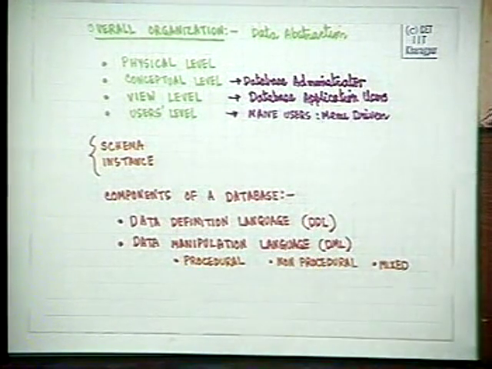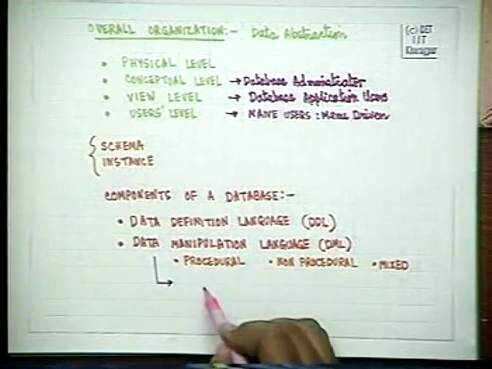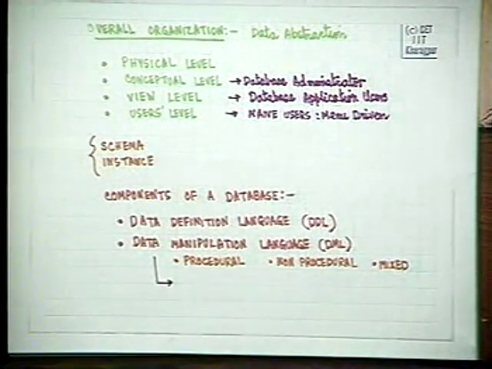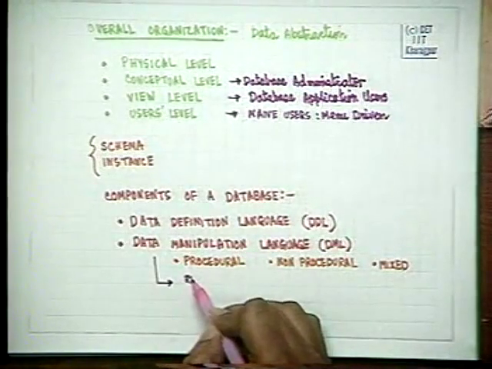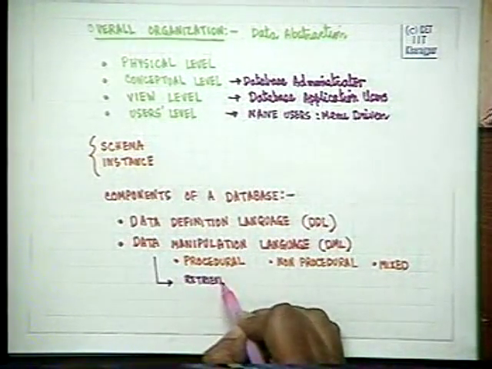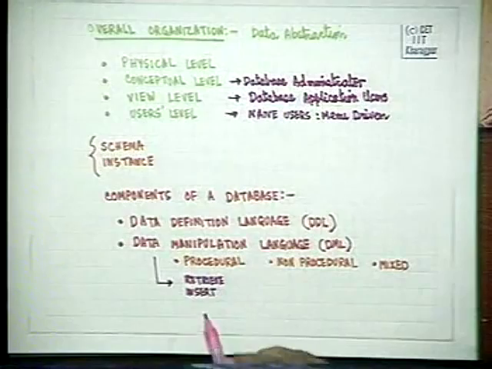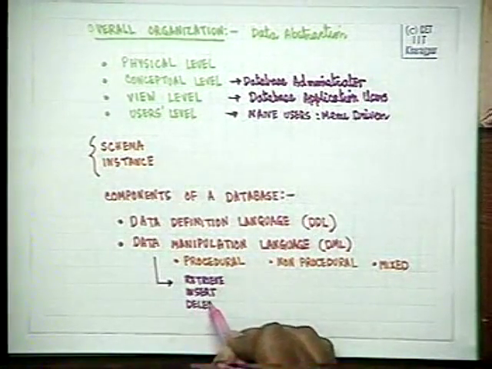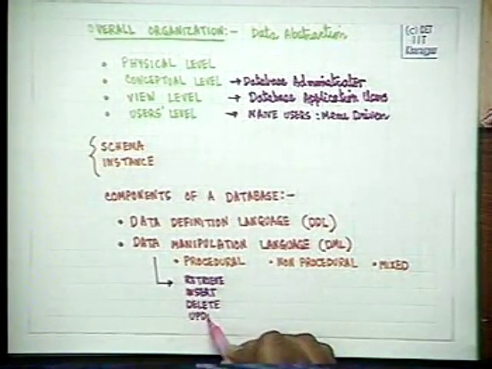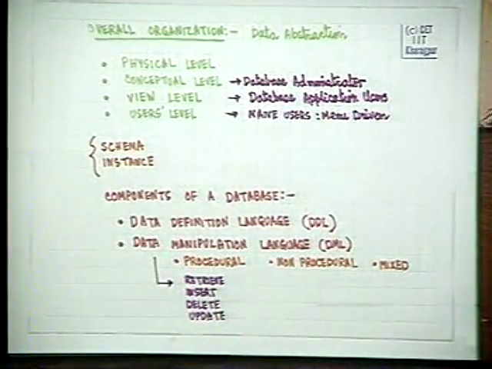The basic job of a data manipulation language, the four or five simplest operations are retrieve, insert, delete, update. These are just the operations that will go on. It will either retrieve some information, maybe insert new information, delete or update.